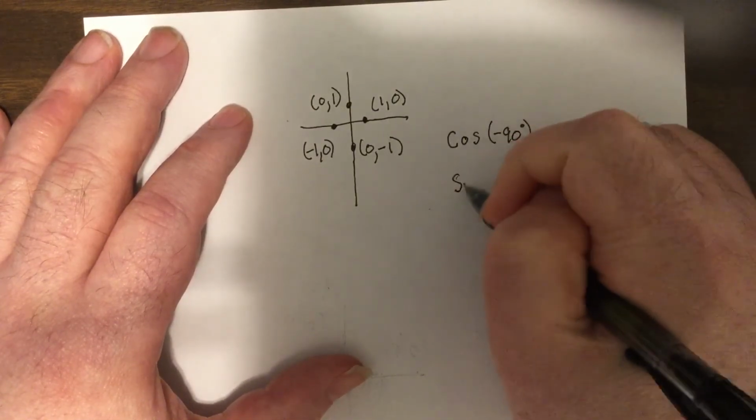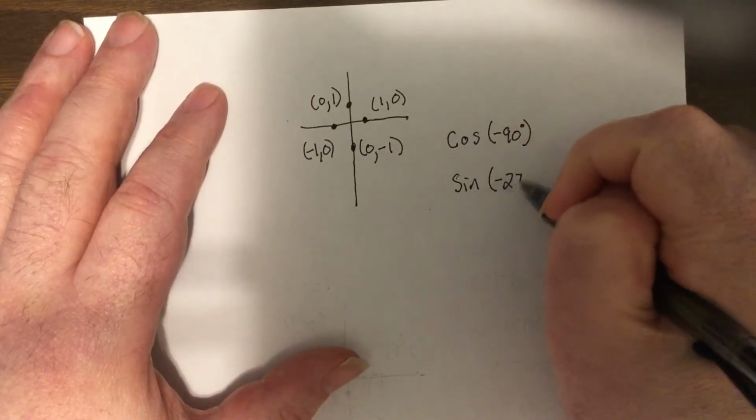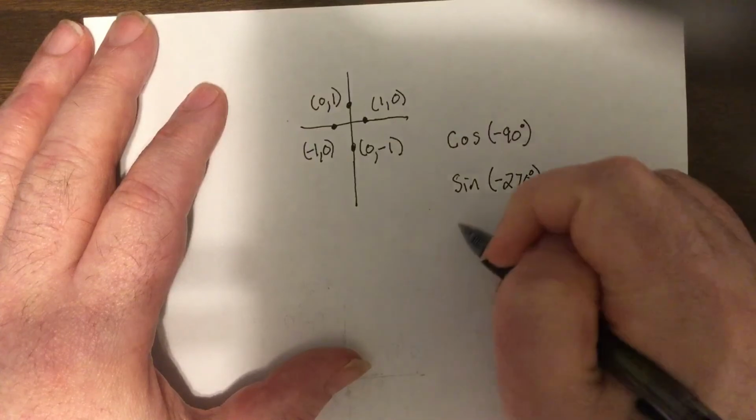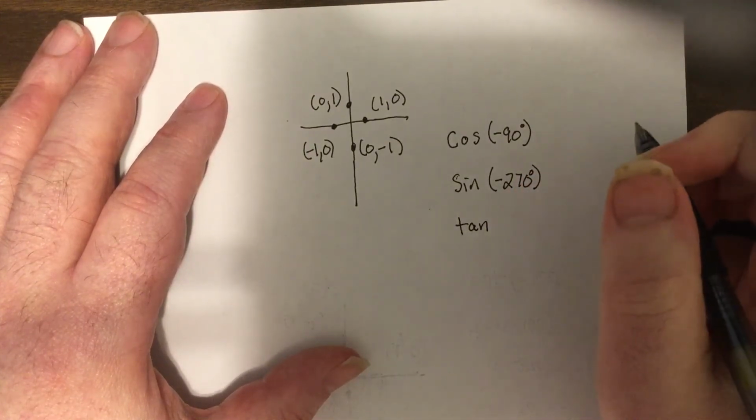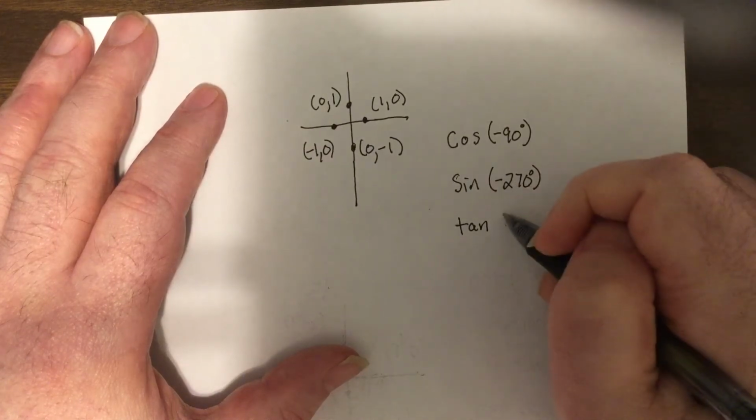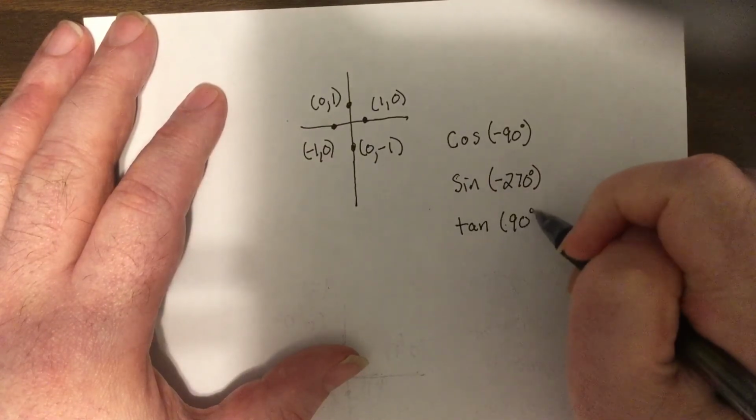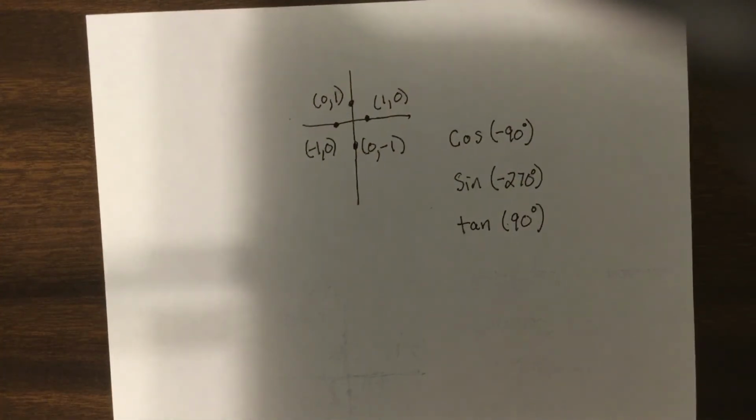So right now, see if you can figure out what's the cosine of -90. What is the sine of -270? And what's the tangent of, let's do 90. So figure those out and then turn me back on.